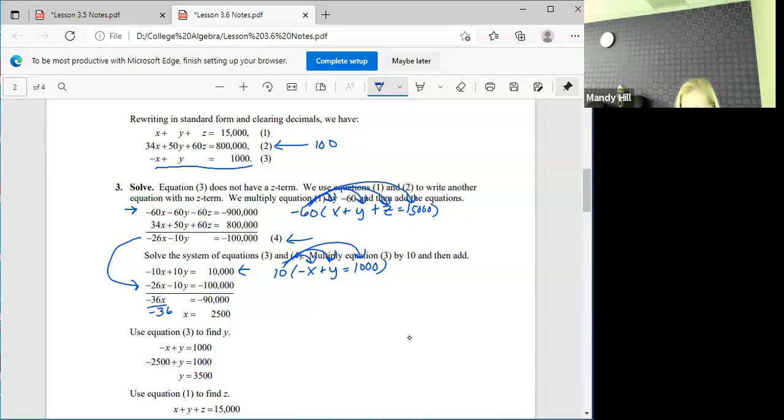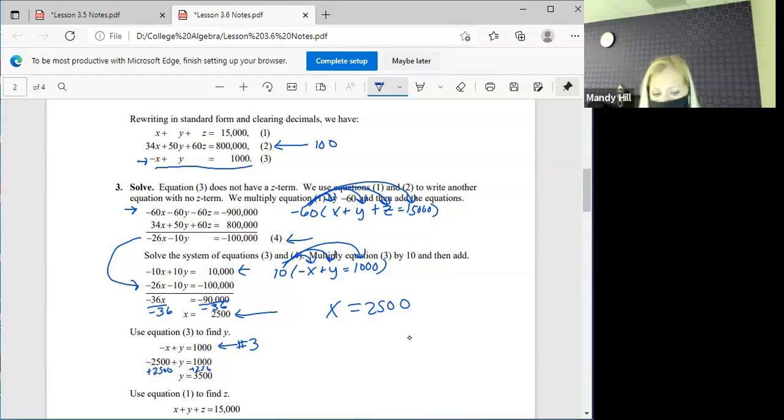Then they divided both sides by negative 36, and they got their first x, which is, so I'm going to write this big over here, x is 2,500. Once you get that first thing, it makes it a lot easier because they went to their equation number 3 that was at the top, this one right here, and said, oh, well, I know x now, so x is 2,500, so negative 2,500 plus y is equal to 1,000. They added 2,500 to both sides, and they got their y is 3,500. Okay.